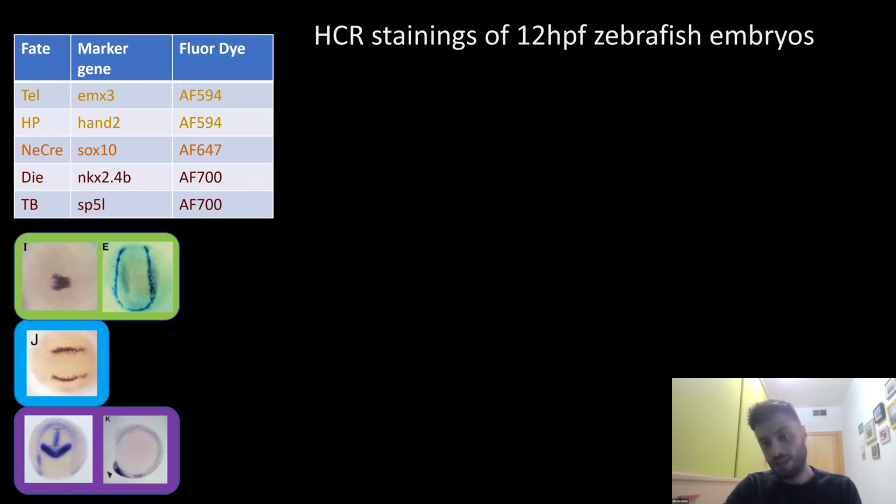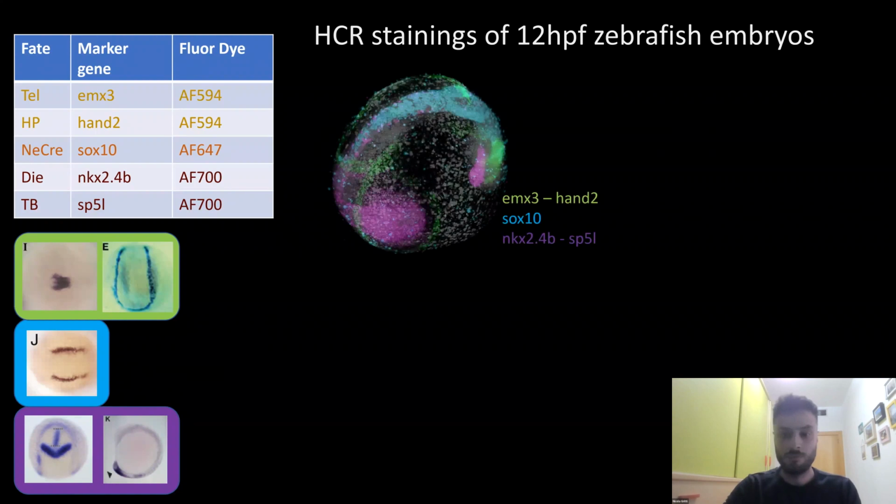When performing HCR, we obtain a staining for these marker genes, which is quite similar to what we have seen in the literature. And by using a ubiquitous nuclear marker, which is depicted here in gray, one can also visualize all the cells inside the embryo.